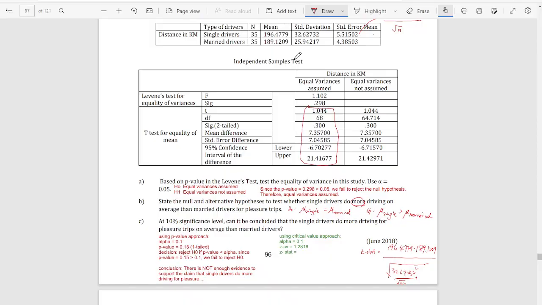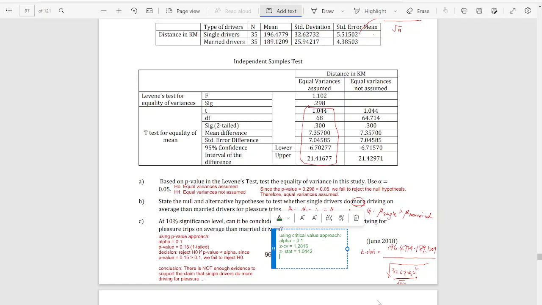1.0442. Okay, so you get this to be 1.0442. You can say 44 or 442. Okay, so you get the Z stat to be 1.0442.